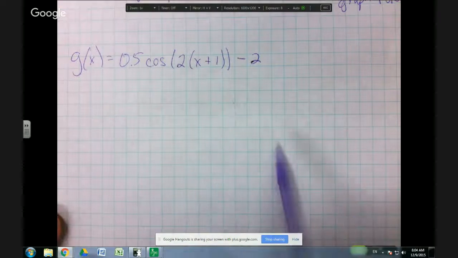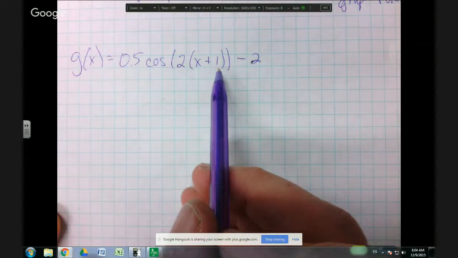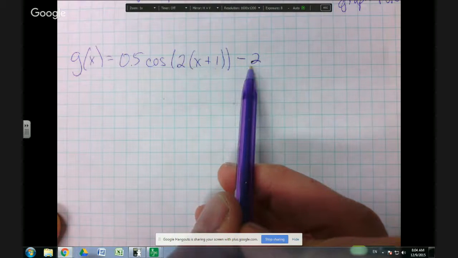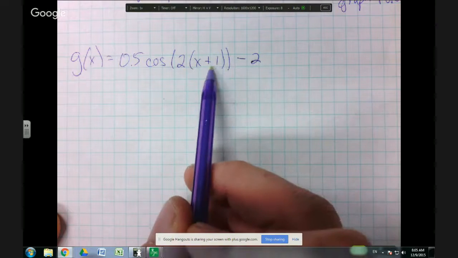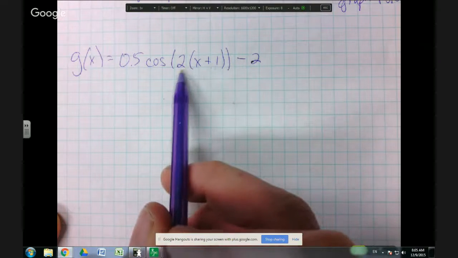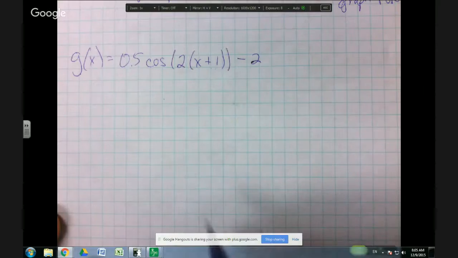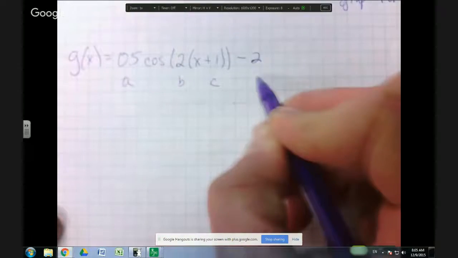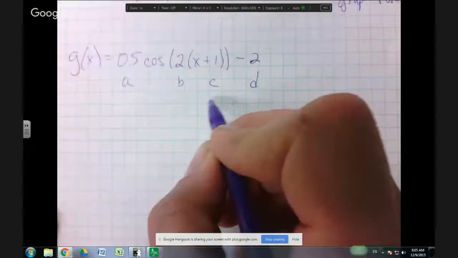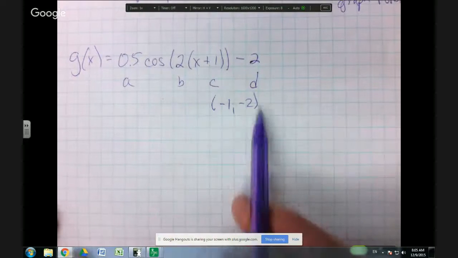Remember parent functions. If it's paired with the x, it goes opposite to the left or right. So this is going left 1, right? Correct? And this one out here is going down 2. So this is the same parent function methods that we've used in the past for translating the function. It's just this 2 and the 0.5 that are different, but we've already kind of gone over those. So we have an A, a B, C, and D. The point CD is -1, -2. So remember, it's opposite here and the same here.